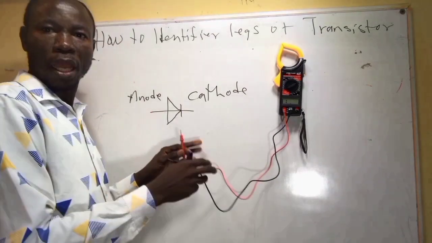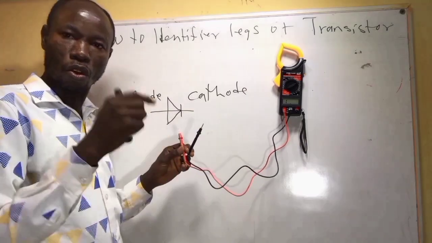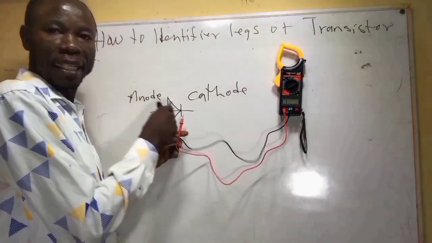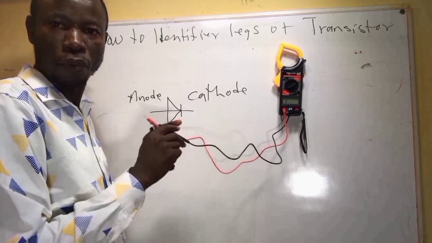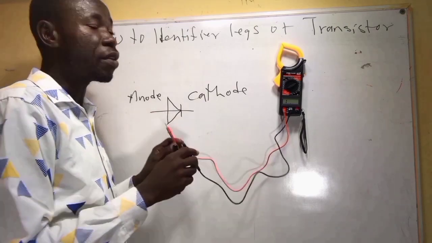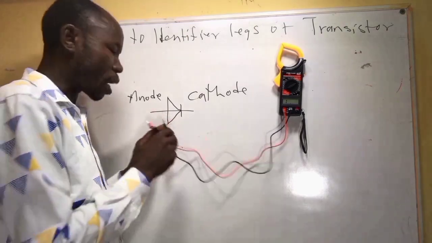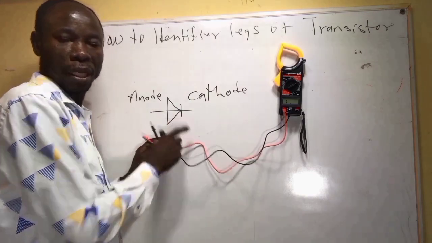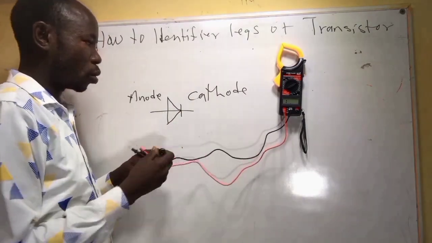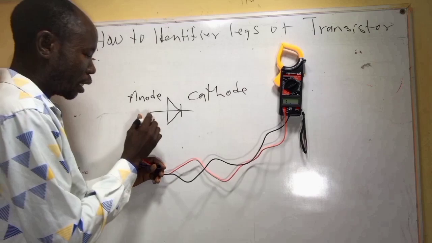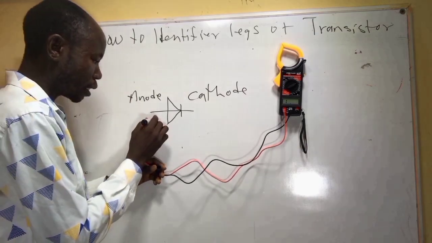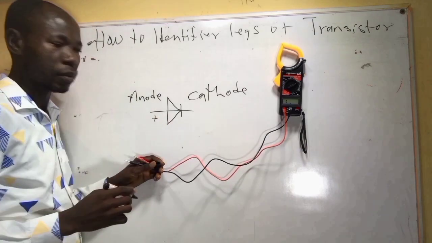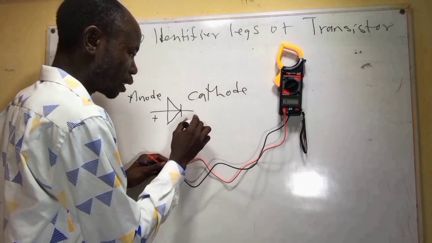You see, a diode is a semiconductor. If you interchange it, it will not read. It will read very high resistance, telling you the diode is good. So, in this diode, the anode is positive. The cathode is what? Negative.